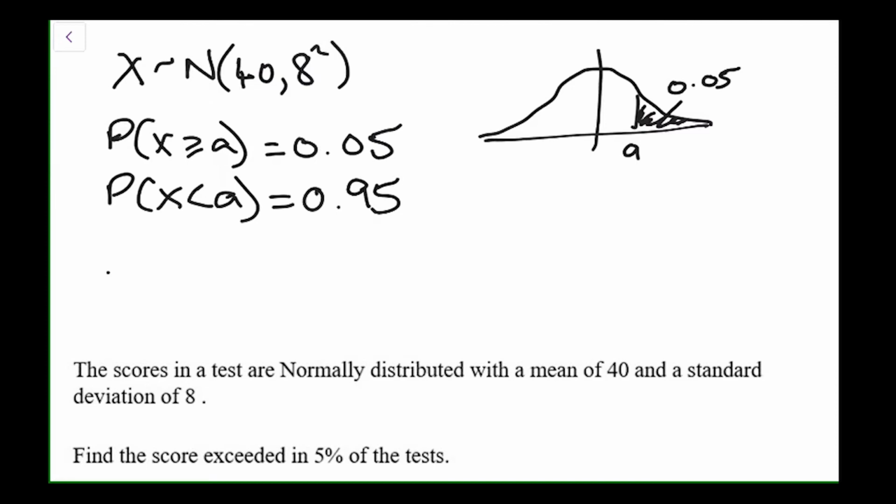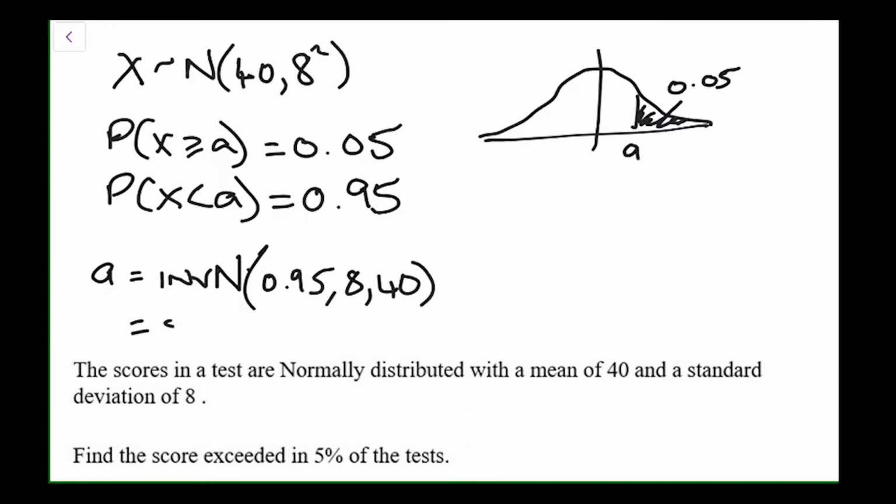So this unknown a value, I can find that by using the inverse normal distribution, putting in 0.95, that's the probability below, that's the probability to the left, and then standard deviation and the mean. Okay, when we process this, we get an answer of 53.1588. Okay, so that's what I was expecting, almost 2 standard deviations above the mean. So I'm happy with that, confident that I'm in the right vicinity.